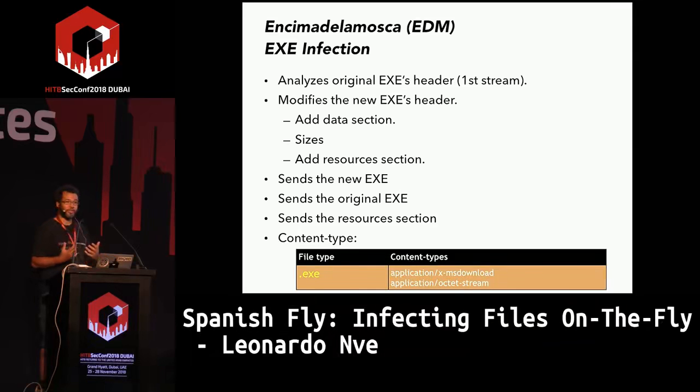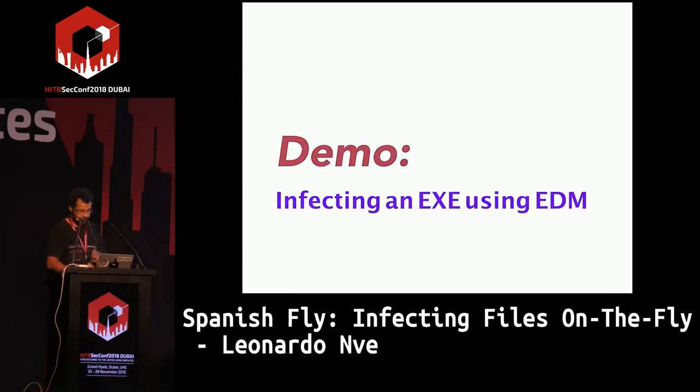How does the proxy detect that the target is downloading an exe file? Using the content type header. Application octet stream is a general content type for binary data, but it checks if it is application octet stream and also the extension of the file is .exe, so it starts to infect it.